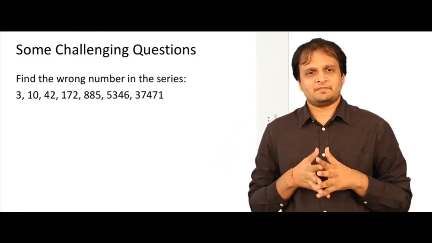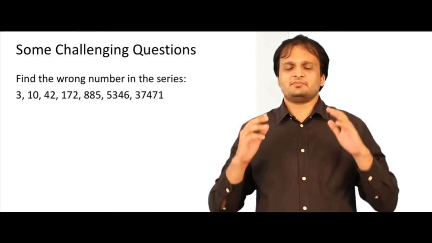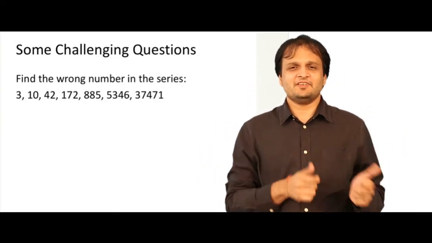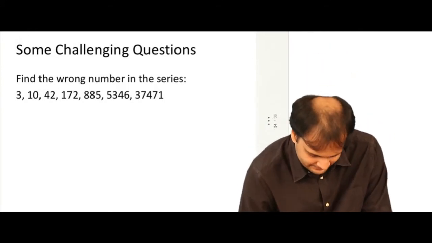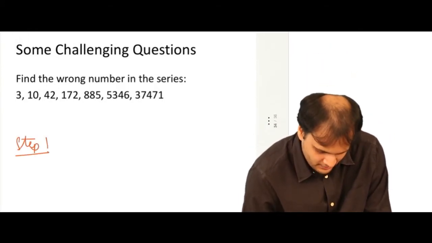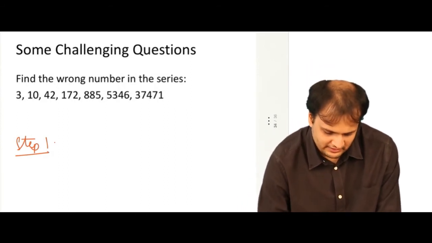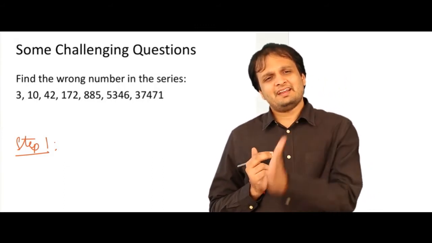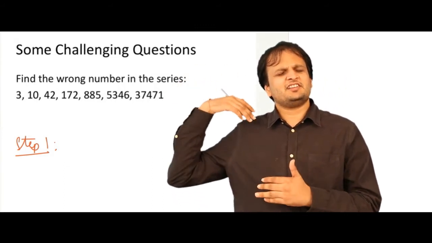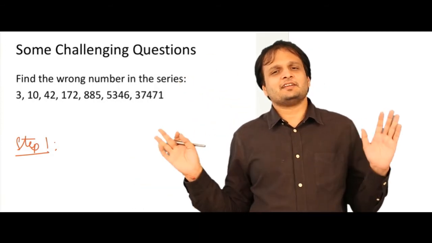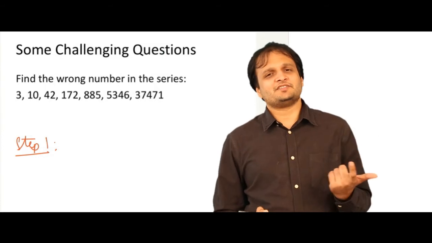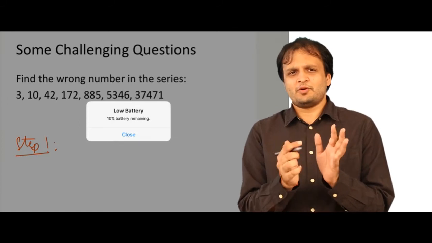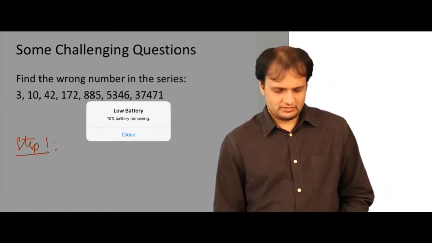So let's begin. By now this should be already in your head. How do you begin? Same process. Step 1, step 2. Let's begin with step 1. Look at the differences: 3, 10, 42, 172, 885, suddenly 5000, suddenly 37,000. Numbers are increasing heavily. So what kind of series? Multiplication. Like I told you, the majority of the questions in the exam will also be either multiplication or some combination. So it is multiplication.